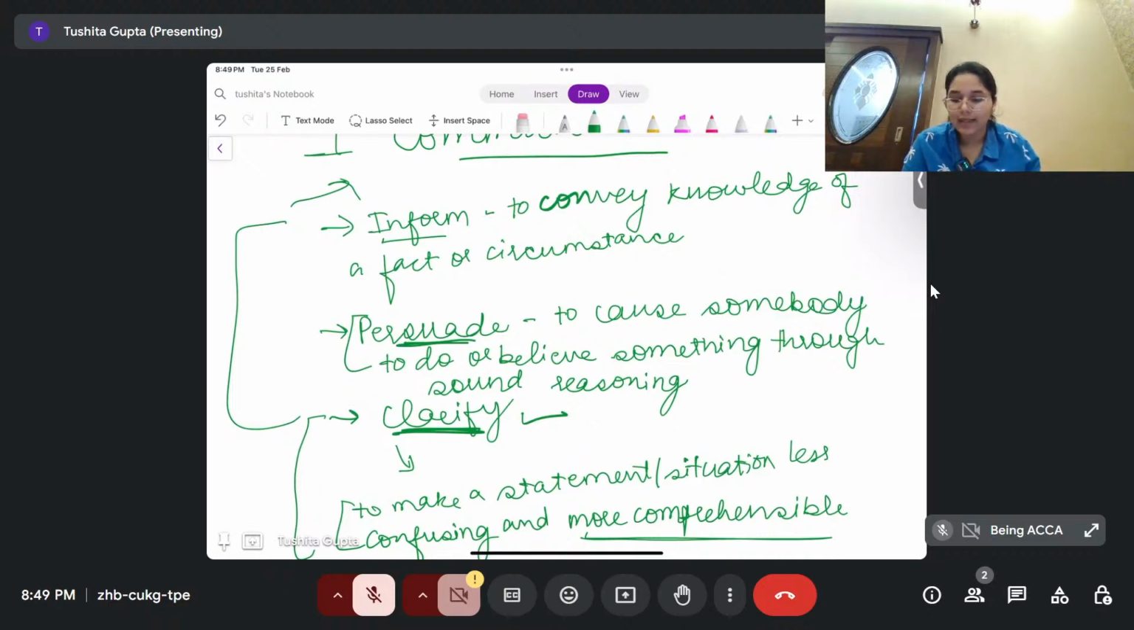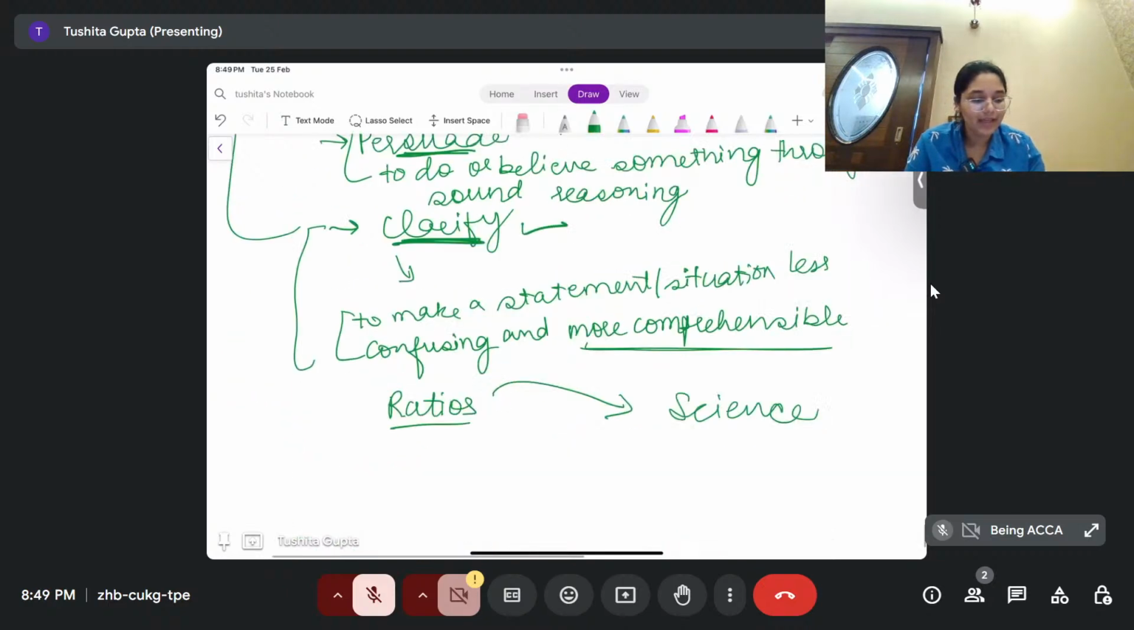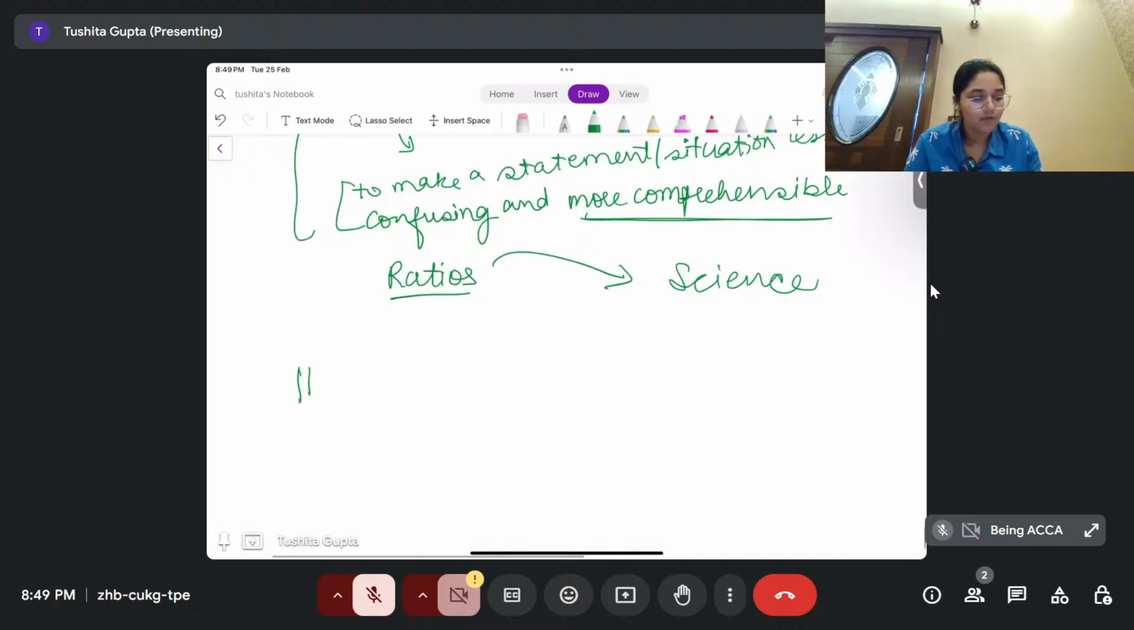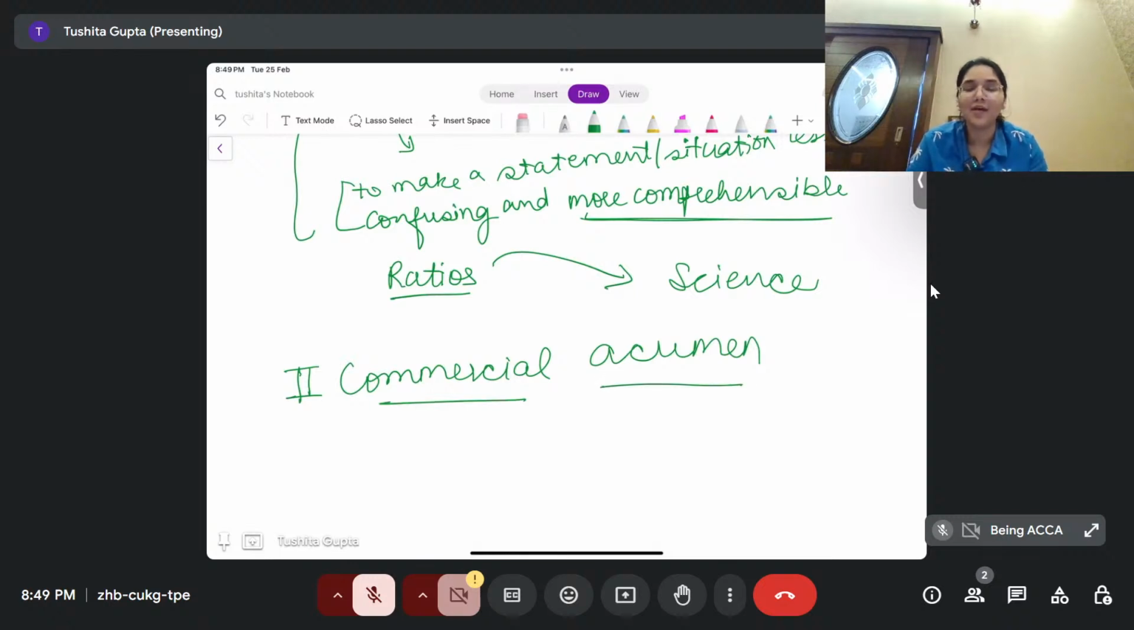So, great. Perfect. Now I move to the next skill that is tested, which is known as commercial acumen. Let us divide this. This may seem a big term. Let us break these two words. What do you mean by commercial? In the general English language, what does the word commercial mean? Commercial is anything that is business related.